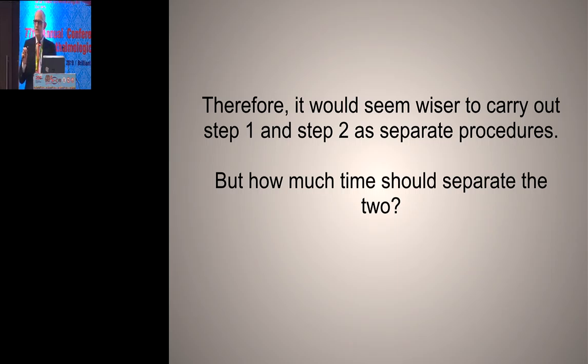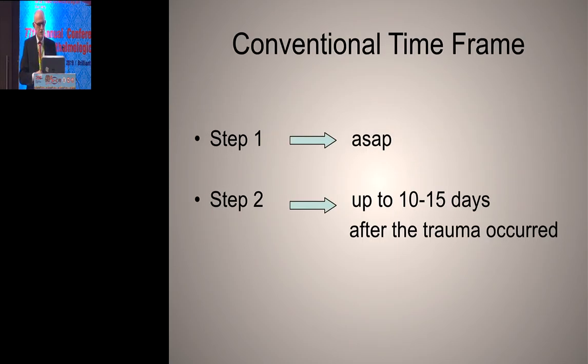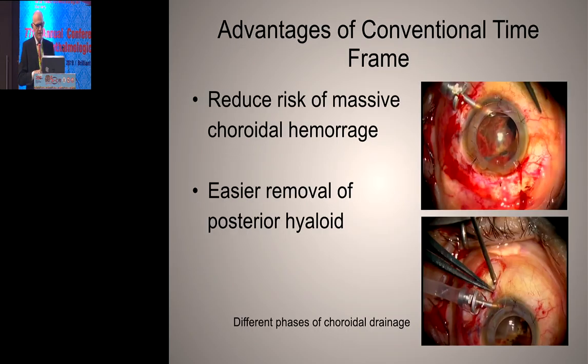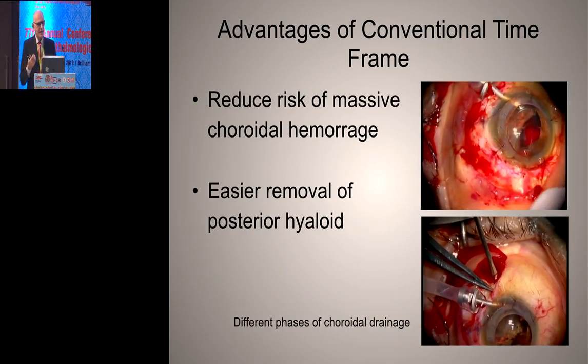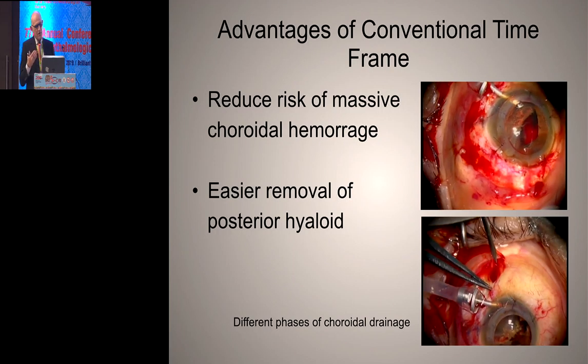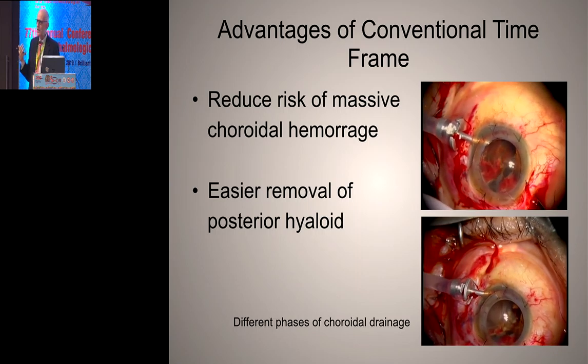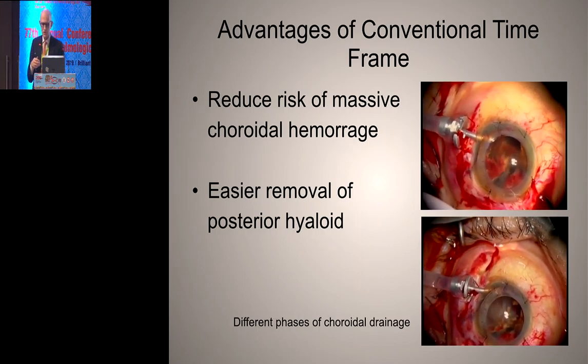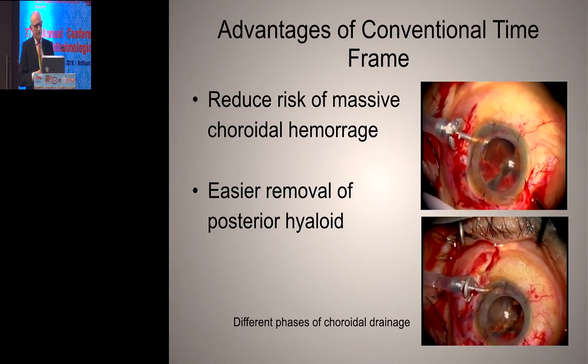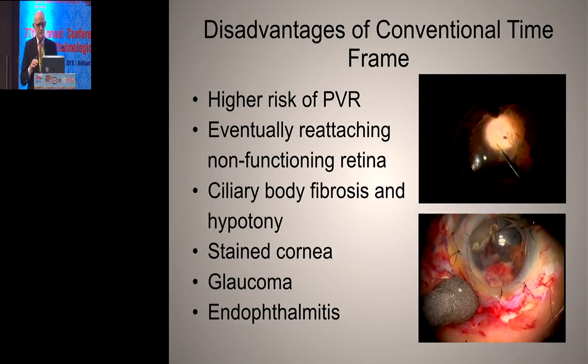But the question is, how much time should we leave in between? Conventional wisdom has it that we generally have step one, which is the reconstruction of the outer shell, as soon as possible, but then step two is very variable. Many people would like to wait up to 15 days after the trauma has happened, and this is because mostly people like to reduce the risk of a choroidal hemorrhage. They feel that by waiting, you can reduce choroidal hemorrhage and you can have an easier removal of the posterior hyaloid.